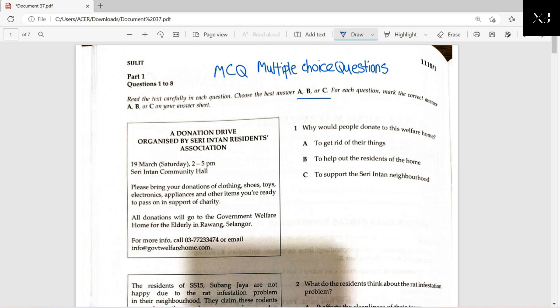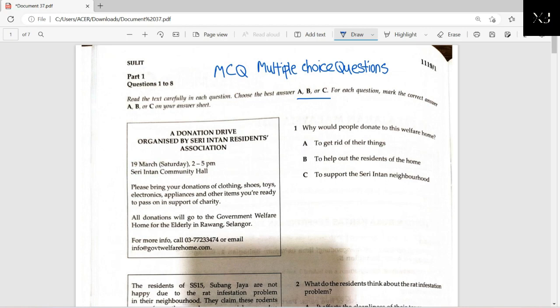Okay, so let's see the first question. A donation drive organized by Surrey Intan's Residents Association. 19th of March, which is on a Saturday, 2 to 5 p.m, Surrey Intan Community Hall. So they told you the date, the day, the time, as well as the location. Okay, so a donation drive. So likely this donation is, maybe they want to donate whatever items that they collect to maybe the old folks home or the children's home. Okay, don't worry too much about the word drive. It basically just means the organization in this context.